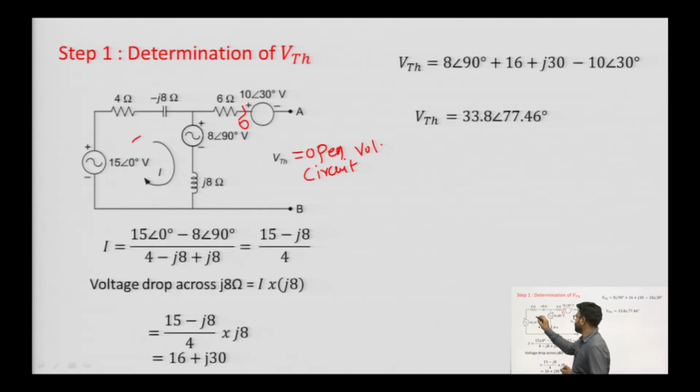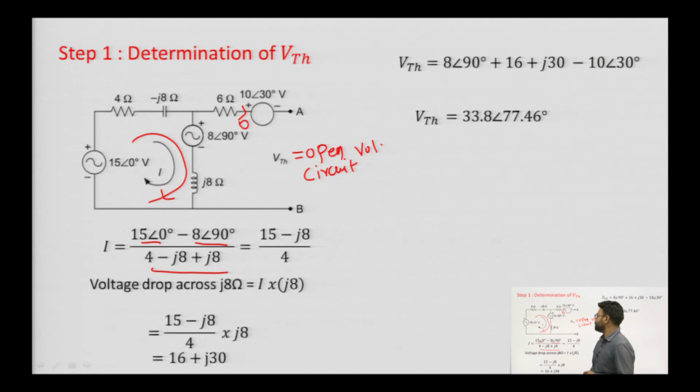We have applied KVL here. I will be equal to 15 at an angle of 0 minus 8 at an angle of 90 degree, divided by 4 minus j8 plus j8. So, total current will come out as 15 minus j8 by 4 ampere. So, the voltage drop across j8 will be equal to I into j8, because a single current I is flowing in the circuit. So, we have got the voltage drop across j8 ohm as 16 plus j30.